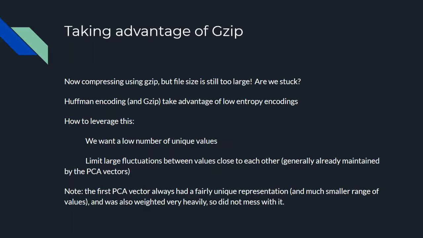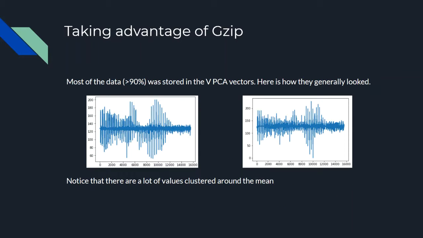Note, the first PC vector was shaped very differently than other vectors, and also was weighted much more heavily, so we just decided not to mess with it for this encoding and accept that the size of that vector would just remain as it was. And that most of our information was stored in our PC vectors, which are displayed below. Taking a look at the visual representation of these vectors, we can see that there's a high amount of values clustered around the mean, which we can use to take advantage of how gzip encodes things, as discussed before.